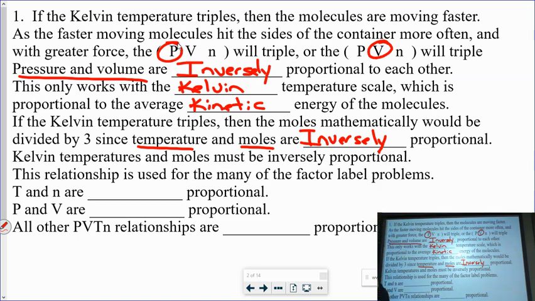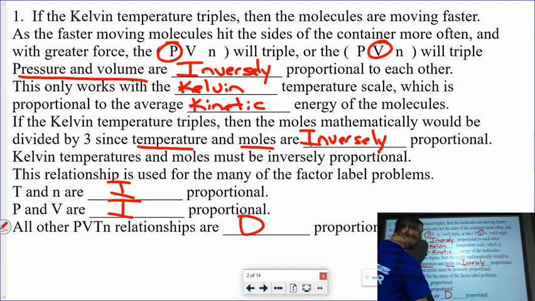Kelvin temperatures and moles must be inversely proportional. This is a mathematical situation. So mathematically, they are opposites of each other, or they are inversely proportional to each other. Strictly by math, that's how it was figured out. This relationship is used for many factor label problems. Temperature and moles are inversely proportional. Pressure and volume are inversely proportional, and all the other relationships are directly proportional.